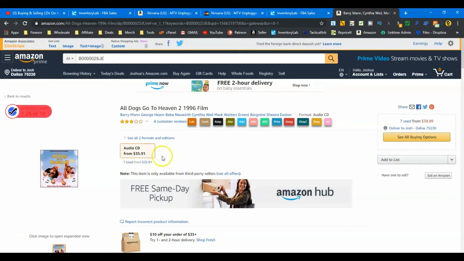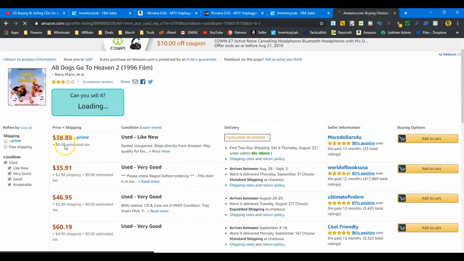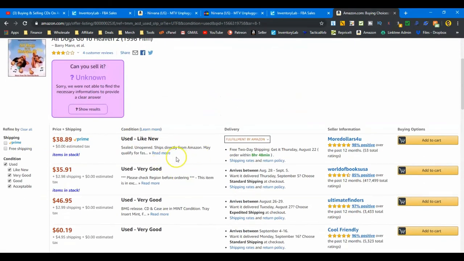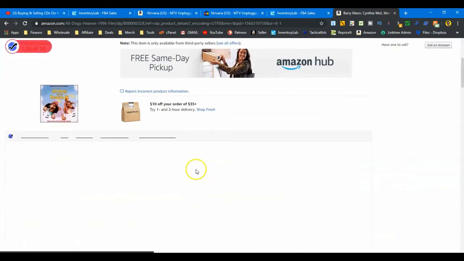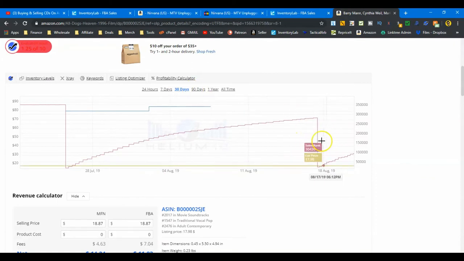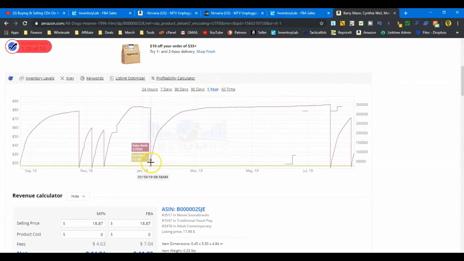So let's check it out on Amazon here. You can see this CD is still holding its value very well at $35.91. $38.89 is the first Prime offer. So still a good CD to sell, but it just doesn't sell very often. We can go down here and look at this Helium 10 data. In the last 30 days, here's my sale right here. That was me. So only two sales in the last 30 days. If we zoom out to the year, you can actually see that this hadn't sold since I sent it in. This is when it last sold, January 10th. I sent it in January 20th, and it hasn't had a sale until someone got one here. So it doesn't sell a lot, but it does sell. And for some reason, it went through this long stretch without a sale. Then it got one, and then I got mine.